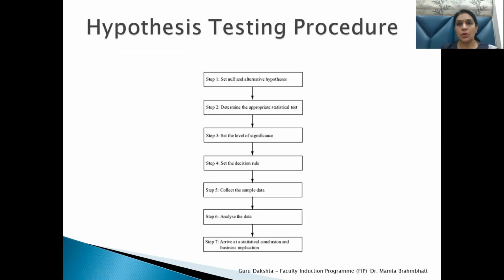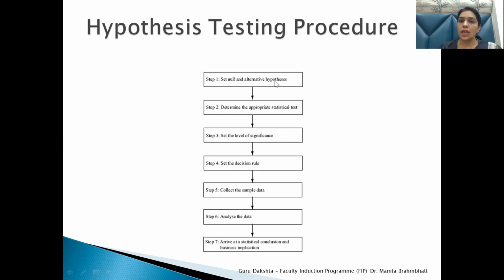Now, the last topic of today's session is the hypothesis testing procedure. These are the 7 steps the researcher can follow for testing the hypothesis. The first is setting the null and alternative hypothesis. Keeping in mind your research objectives, you need to set the null and alternative hypothesis. Don't copy them directly from the literature review or from previous papers. If you are copying, then you are not deciding the null and alternative hypothesis.